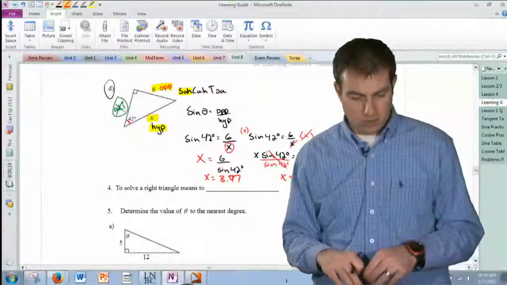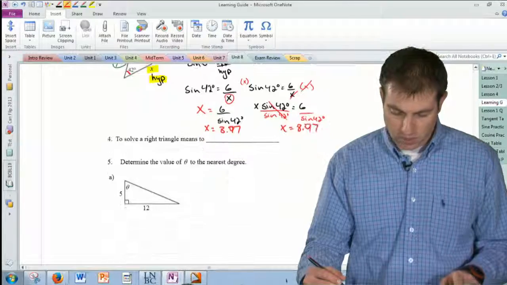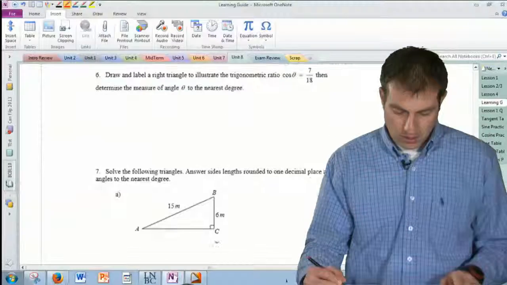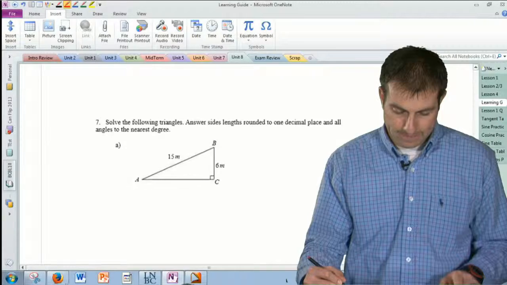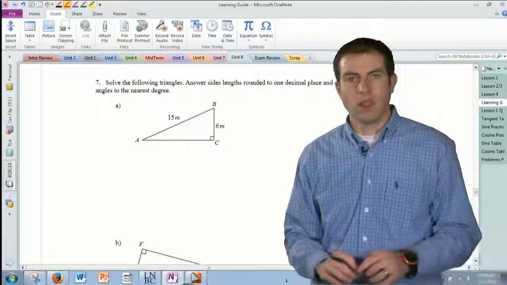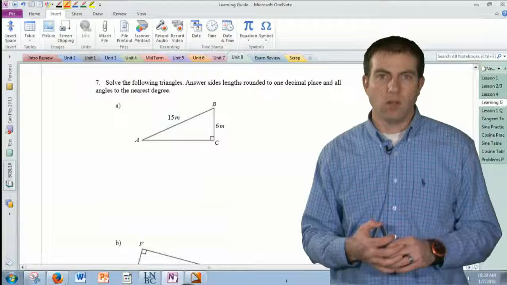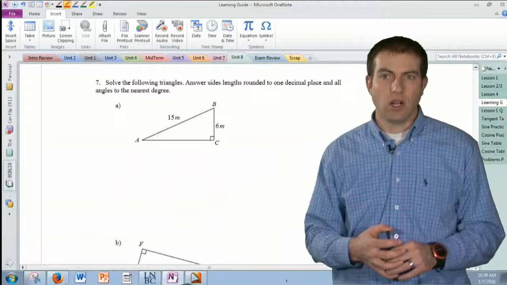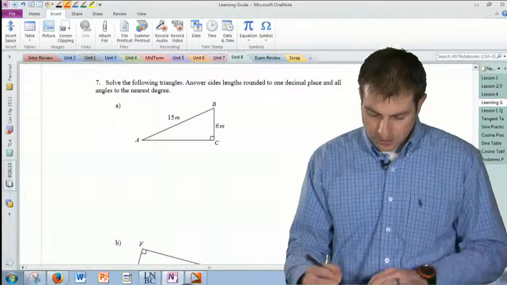Those are probably a little bit more straightforward than some of the later questions here. So I'm going to just scroll down a little ways. 1 decimal place, nearest degree. Let's look at number 7. The wording of this question says solve the following triangle. Now, when a question says solve the following triangle, that means find all of the sides and all of the angles.